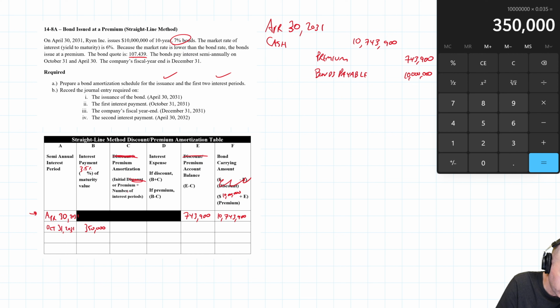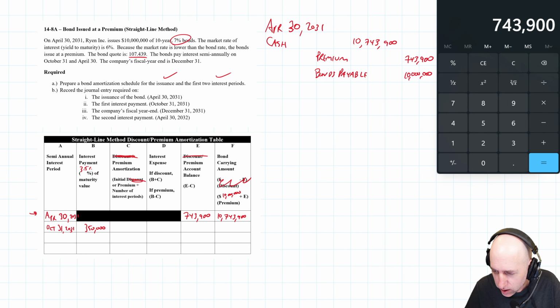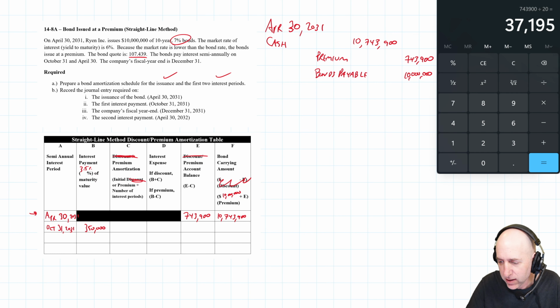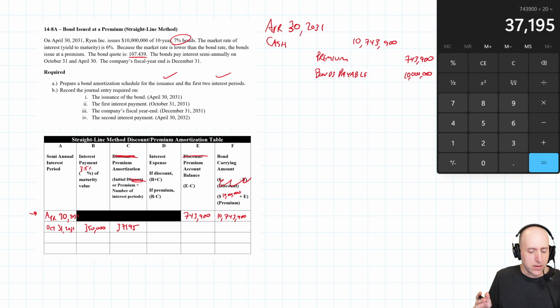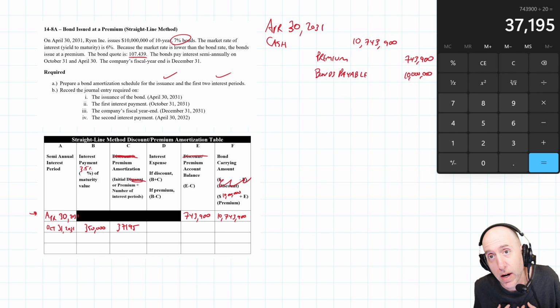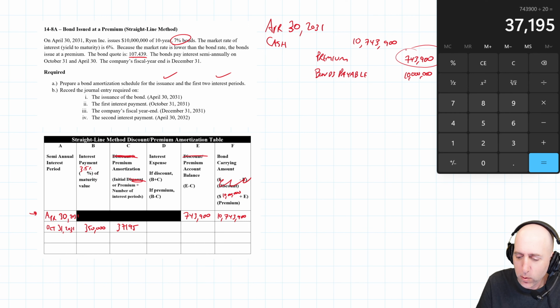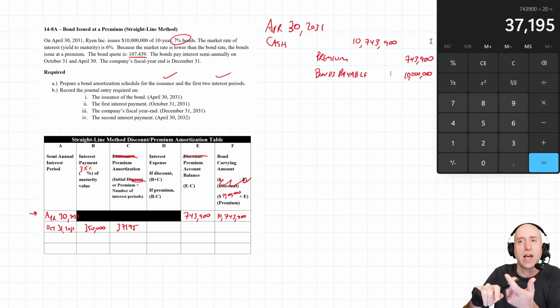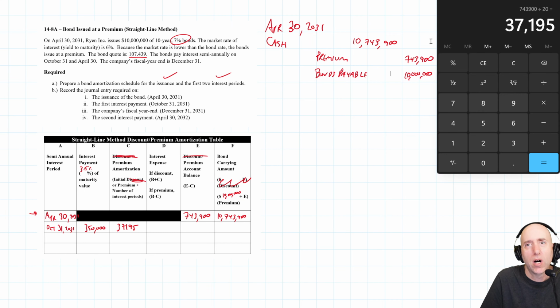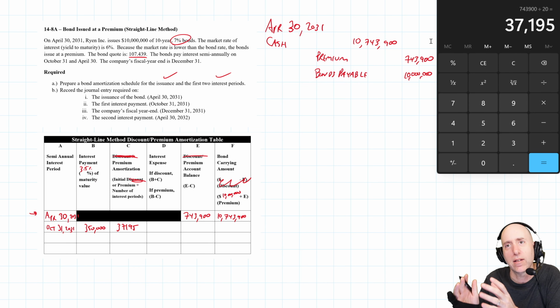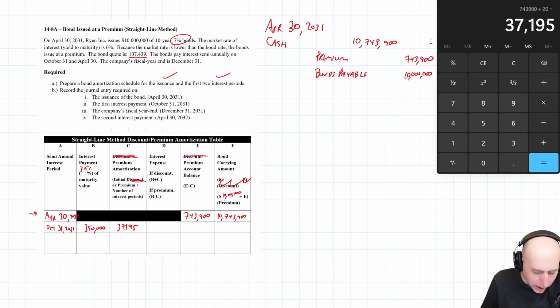Our discount premium amortization, well, it's not a discount, it's premium. It's the initial premium divided by the number of interest periods. Our initial premium was 743,900. Our number of interest periods, it's a 10-year bond, it's 20 interest periods because it's semi-annual. So 743,900 divided by 20 is 37,195. And the idea is that's a reduction in our interest cost, but we don't want to record this $743,000 as revenue on day one. We record it over the life of the bond, and straight line just says do it straight line over the life of the bond. Effective interest says no, there's a little bit more to it than that.